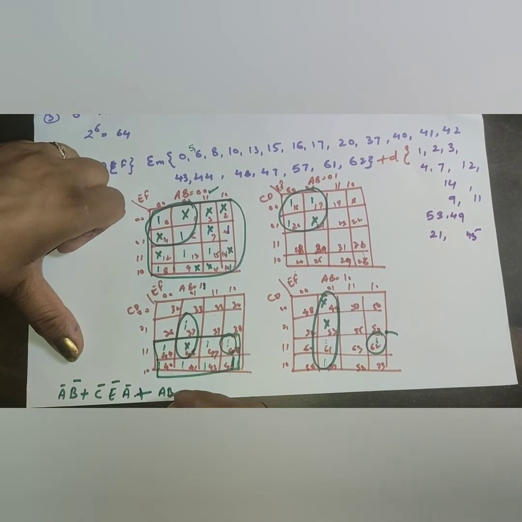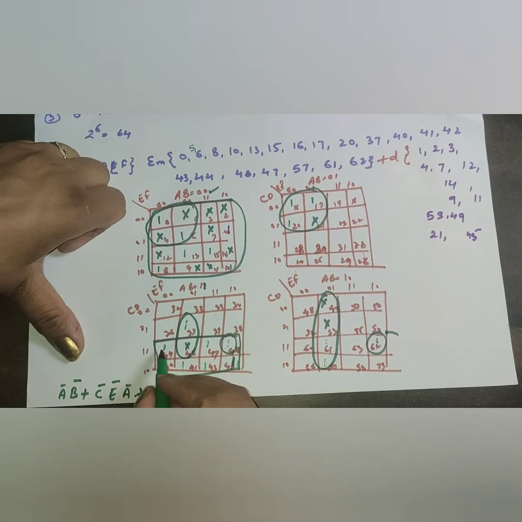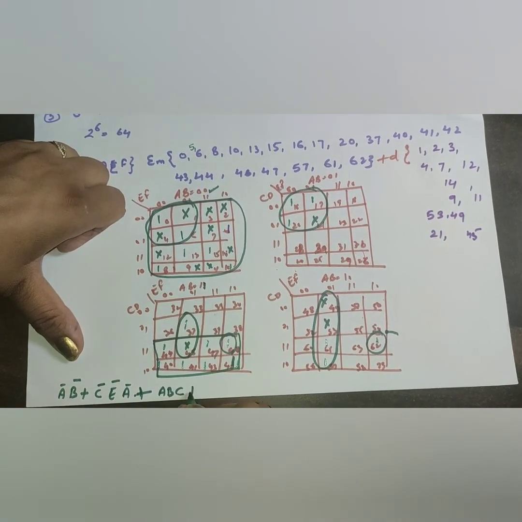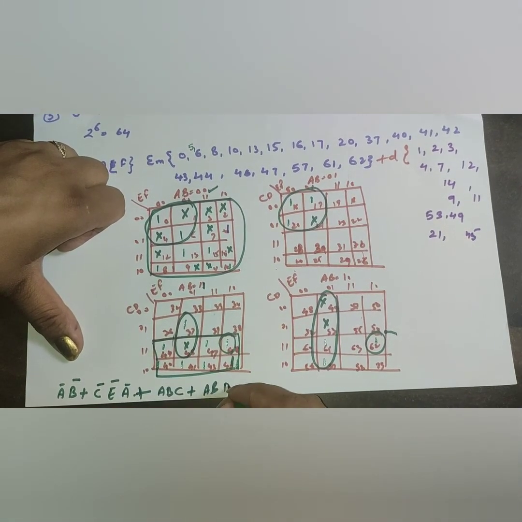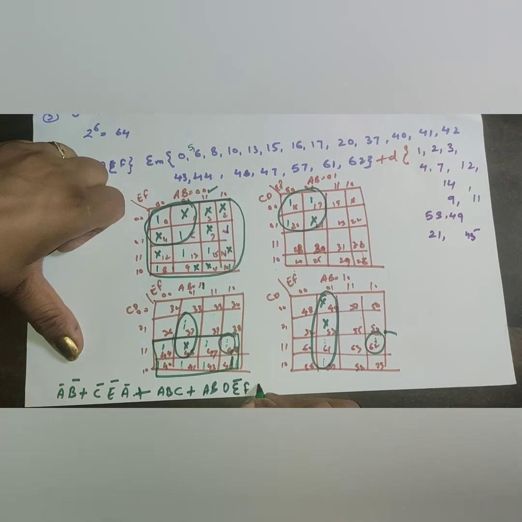Now from here to here C is only, D is eliminated. From here to here EF will be eliminated. Now from here to here AB is there, and from here to here C is eliminated, only D, and from here to here nobody is eliminated, EF bar.